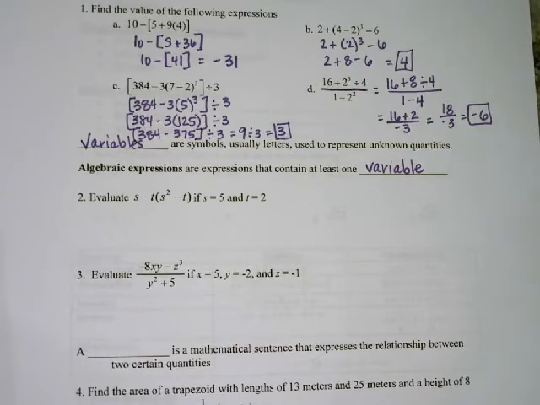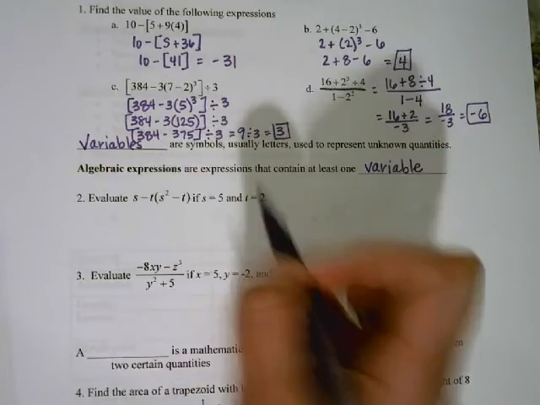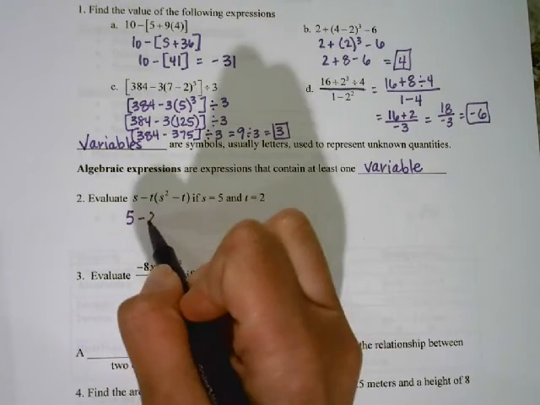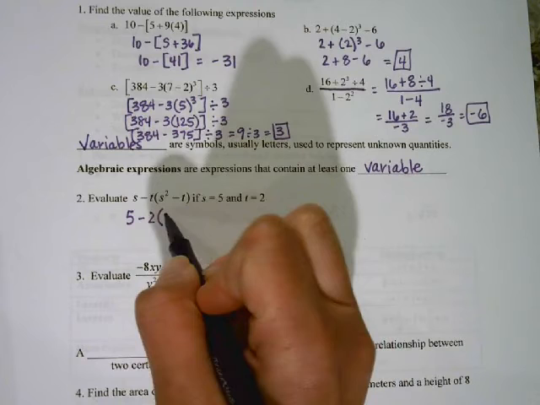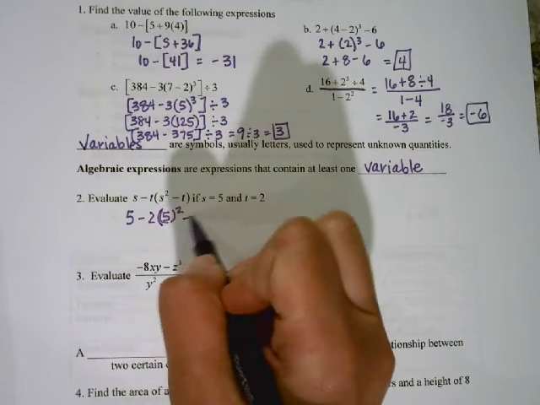So in number 2, it says evaluate s minus t times s squared minus t, all in parentheses, if s is 5 and t is 2. Okay, so first things first, let's plug in what we know. S is 5, t is 2, s squared, 5 squared minus 2.